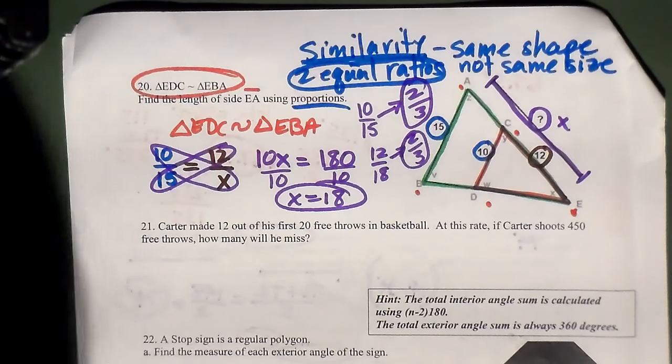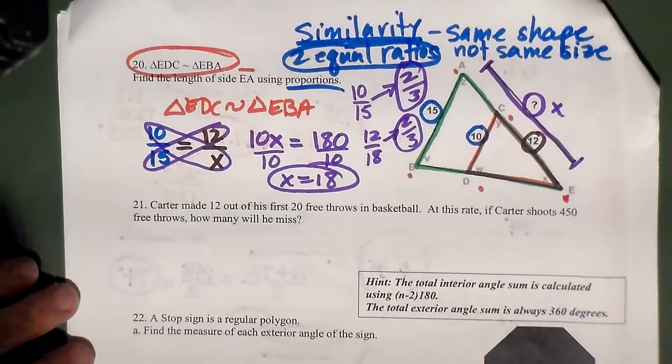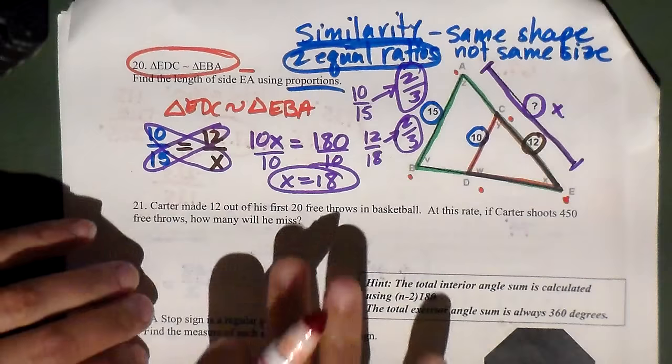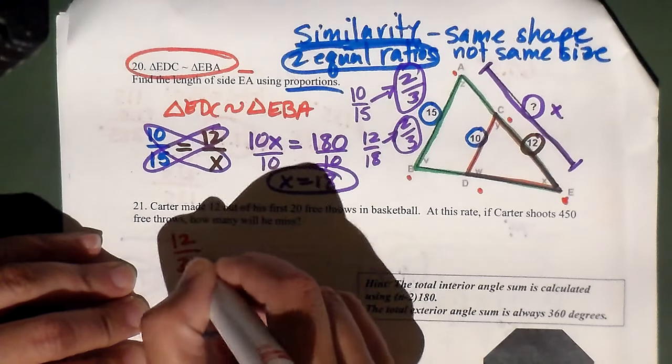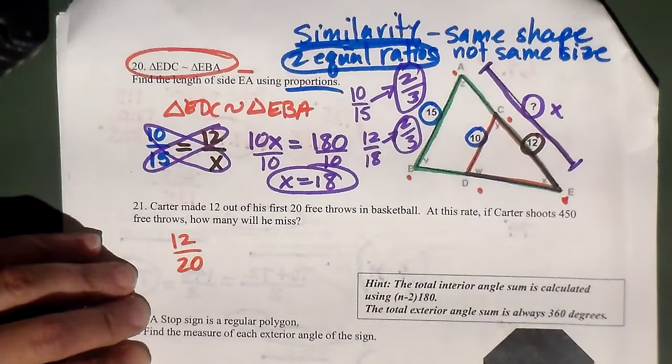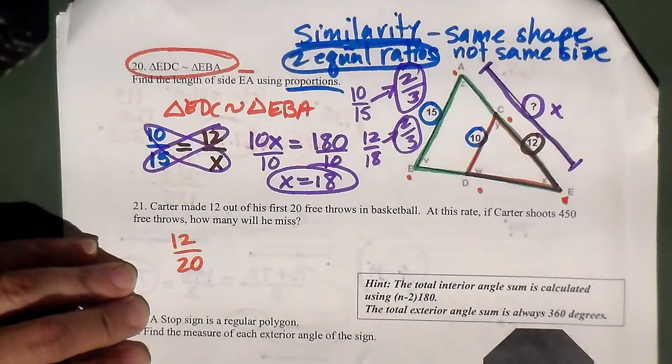Now let's look at number 21. Number 21 is talking about free throws. It says Carter made 12 out of his first 20. At this rate, if he shoots 450, how many will he miss?